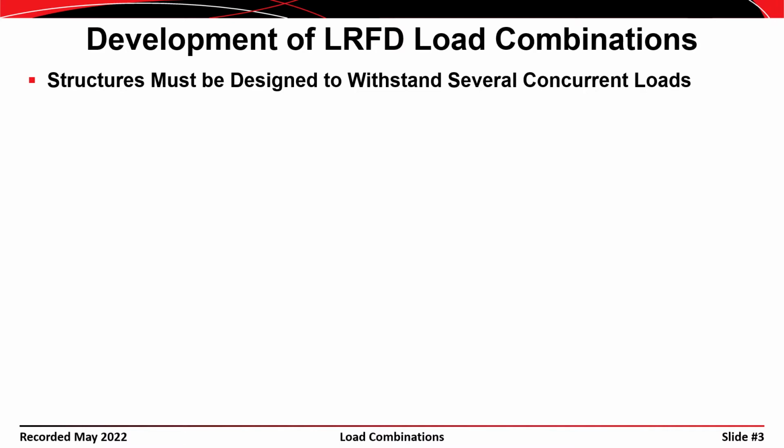So the trick is to figure out which combinations you should design for. You could really go crazy on this and design for a 50-year snow event acting at the same time as a 50-year wind event during a rock concert where you have the maximum live load. You just have to consider what is the probability of all those things happening at the same time. So that's the purpose of load combinations.